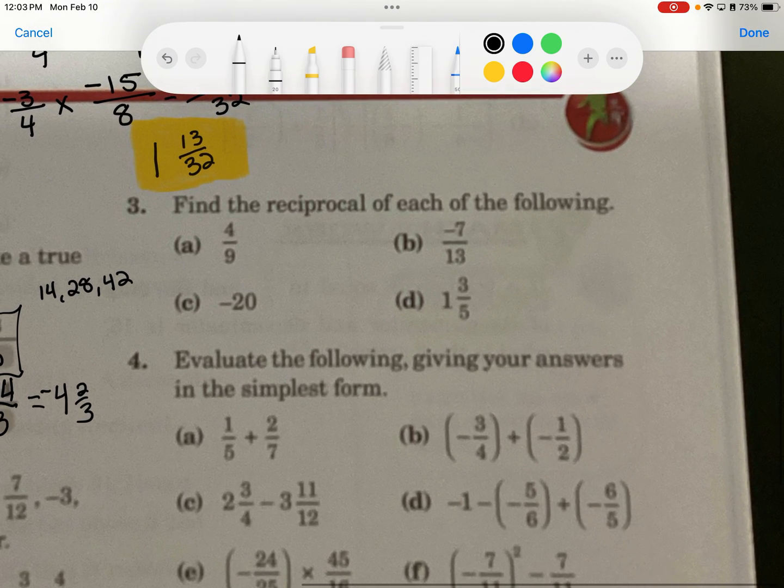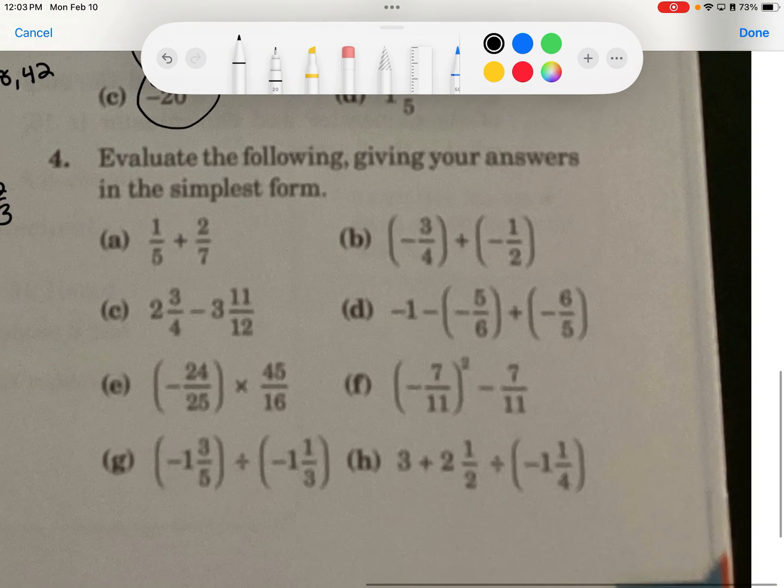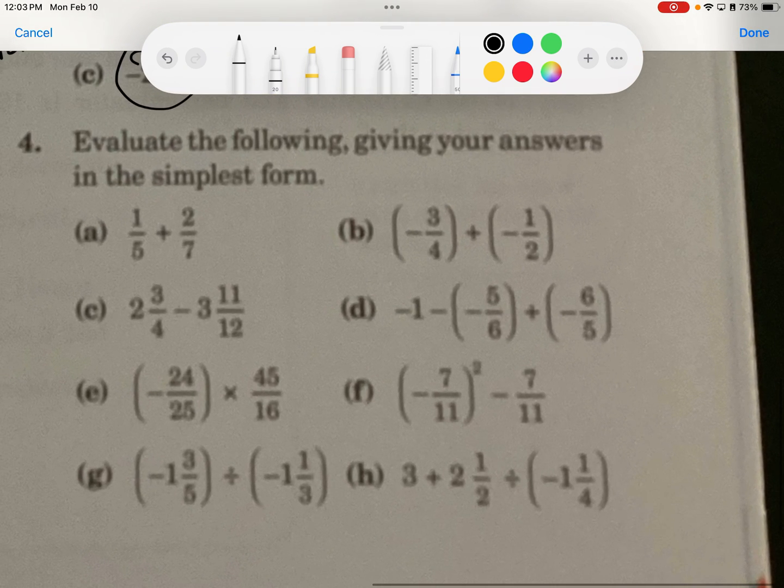Okay, the reciprocal of these: 4 ninths, 9 fourths, negative 1/20th, negative 13 sevenths. No, that's positive 13 over negative 7. Yeah, but you can change the whole thing into a negative. Okay, and then we would have 8/5, so 5/8 there. All right, so this part is the fun part. Oh, no. These are too easy. Let's skip those and jump into D.